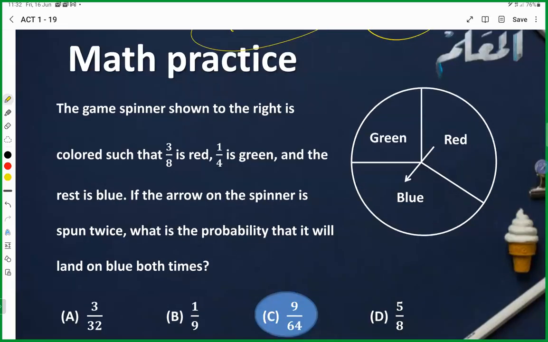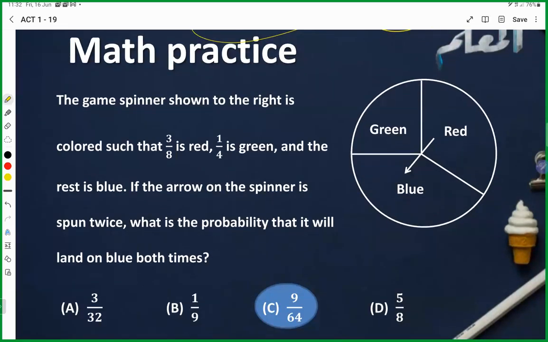The game spinner shown to the right is colored such that 3/8 is red and 1/4 is green, and the rest is blue. If the arrow on the spinner is spun twice, so it will give me blue and blue, which means blue multiplied by blue. What is the probability that it will land on blue?